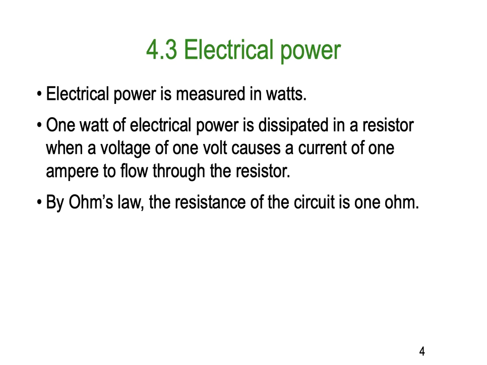By Ohm's law, the resistance of the circuit is often 1 ohm as well. So if you have 1 volt creating 1 amp, you'll find it's 1 ohm and 1 watt.